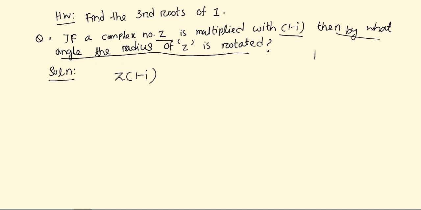So initially the complex number was like this, and this makes an angle theta with the real axis, and if you multiply 1 minus I with this complex number, then we have to find the angle rotated by z.